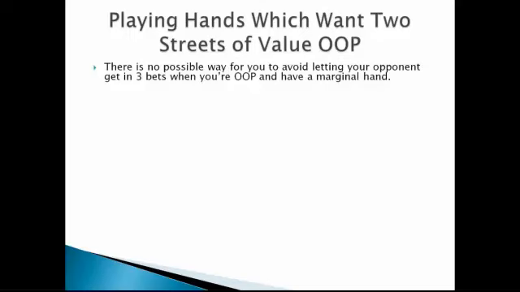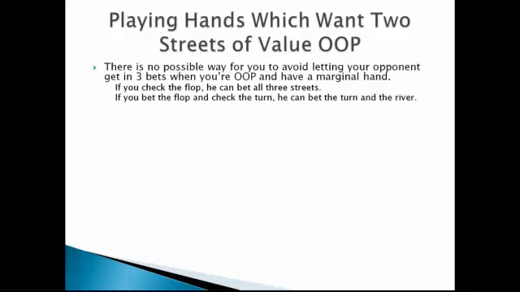is there any way that I can make it so my opponent's only going to bet twice and no more? Well, if you check the flop, he can bet all 3 streets, so that doesn't work. If you bet the flop and check the turn, he simply bets the turn and the river. And if you bet the flop and bet the turn, he can bet the river.